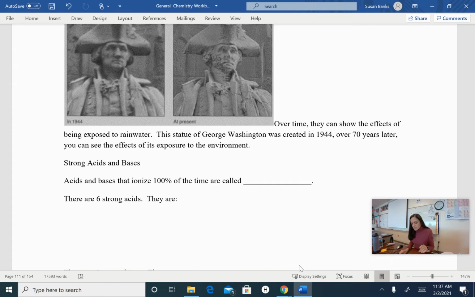Gen Chem, we are going to learn about strong acids and bases today, and we are also going to start introducing pH and how pH works as well. Okay, so let's start in with strong acids and bases.